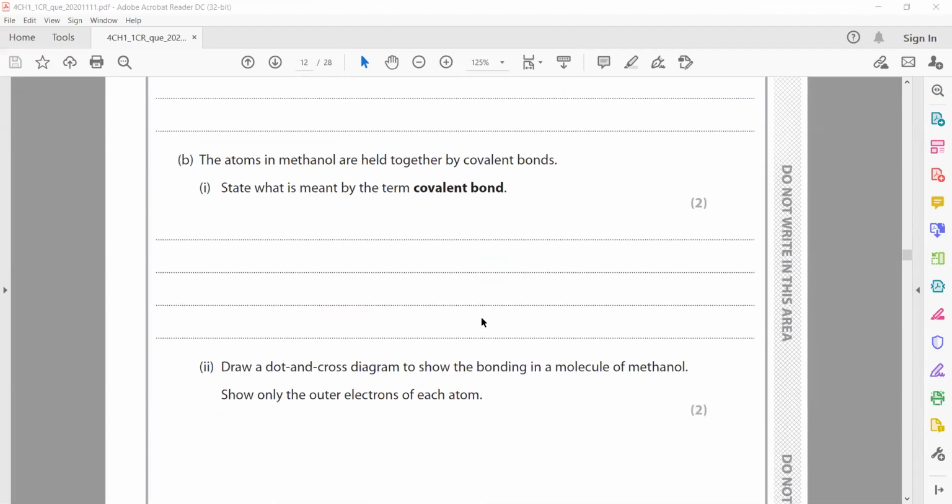What is meant by a covalent bond? So the bond which is formed by a sharing of electrons and held together by the electrostatic force between the nucleus and the shared electrons.